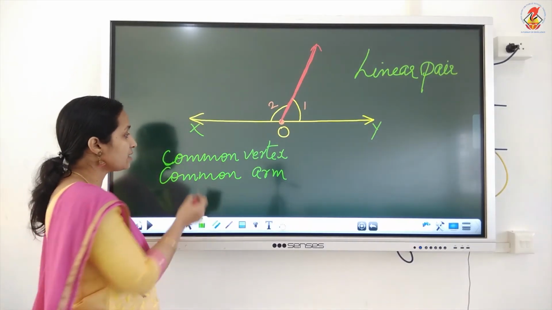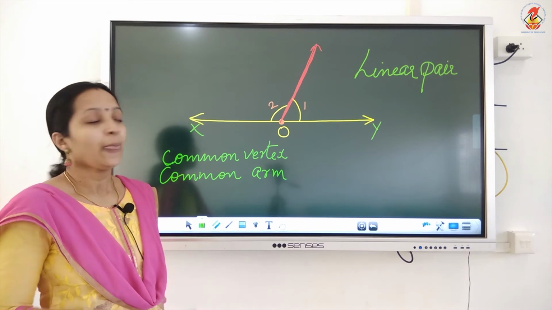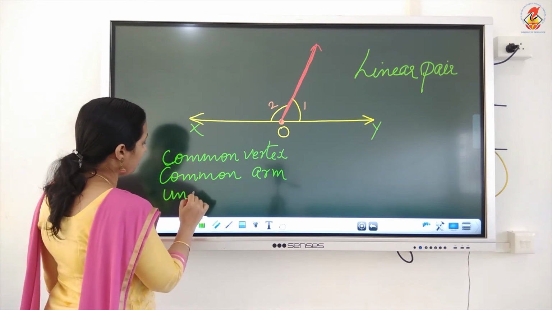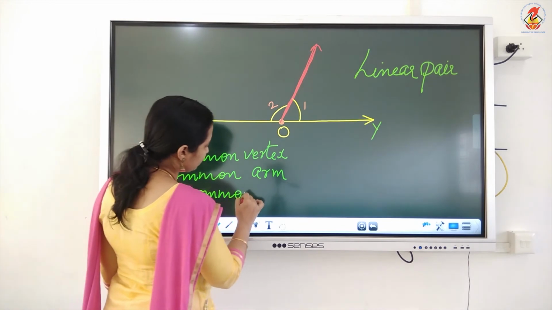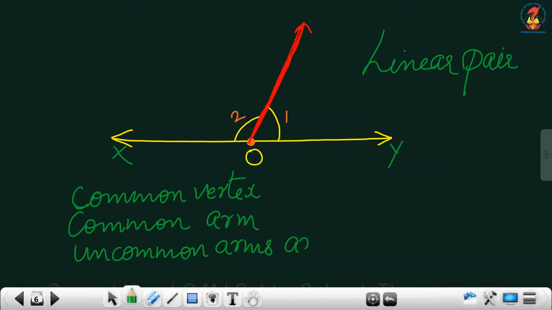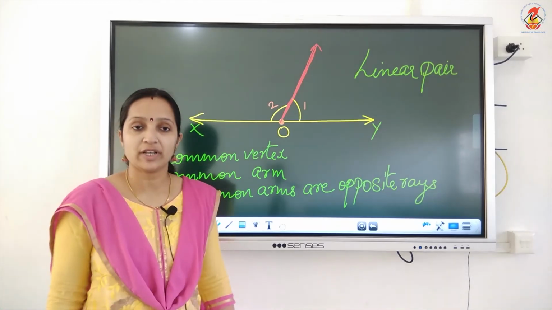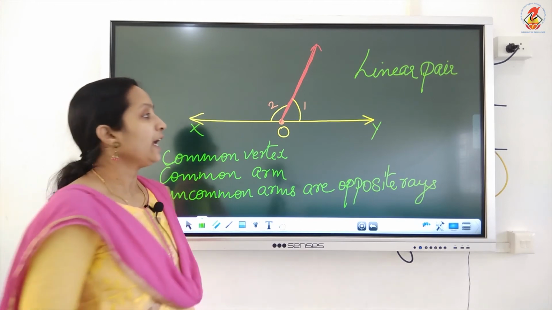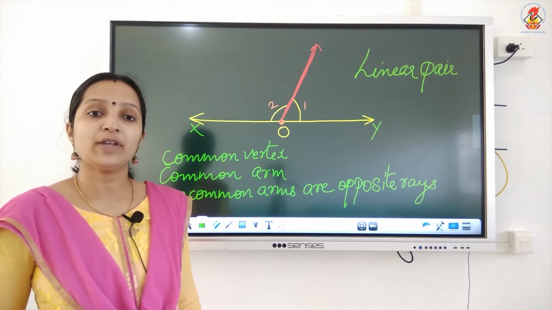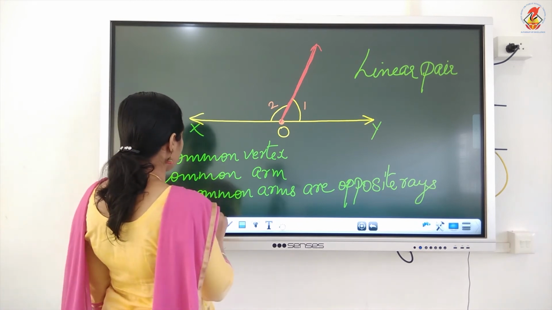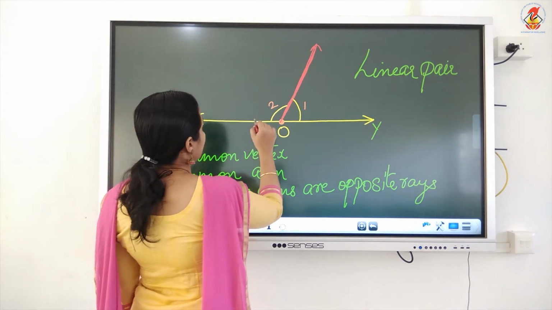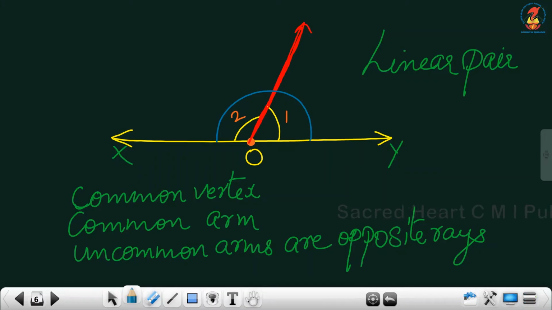So what are the conditions? Common vertex, common arm, and the third one is that the uncommon arms are opposite rays here, which means they form a straight line. And we already studied that the sum of the angles at a point on one side of a straight line is equal to 180 degrees. We know that a straight angle is coming. What is the sum of these angles?